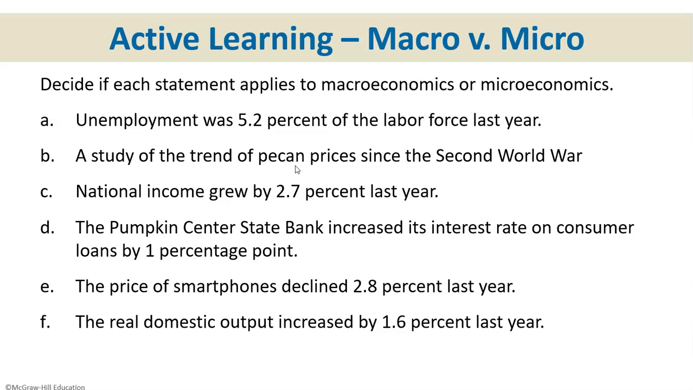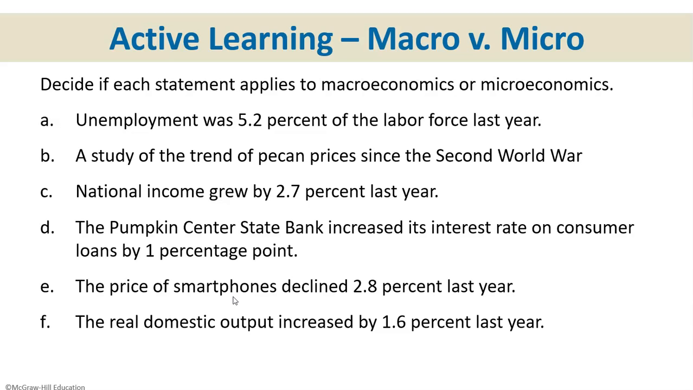E, the price of smartphones declined 2.8% last year. This one is microeconomics, and that's because, again, it's just one market. It's the market for smartphones. If we were looking at macro, it would actually be all of the goods added together. So not just smartphones, but literally every single good or service that would be produced in the United States.